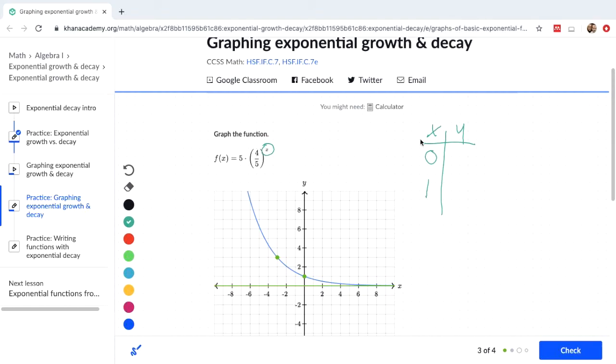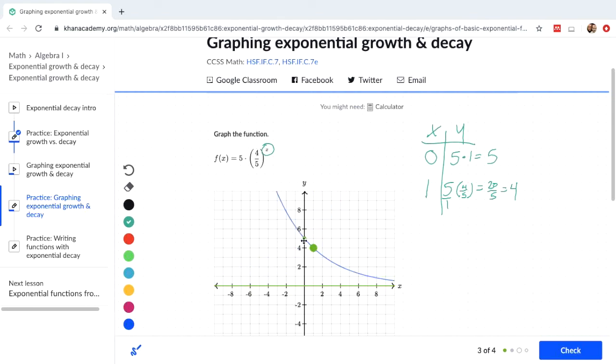We're almost done. So I'm going to put a 0 in here. Anything to the 0 power is 1. So I technically have 5 times 1, which is 5. So I'm going to go over 0, up 5. My next point, I'm going to plug in a 1 here. So I'm going to have 4/5 to the first power. So I'm going to have 5 times 4/5, because anything to the first power is just itself. I got to put this over 1. I'm going to go across the top, across the bottom. So I get 20 over 5. And 20 over 5 is just 4. So I'm going to go over 1, up 4.